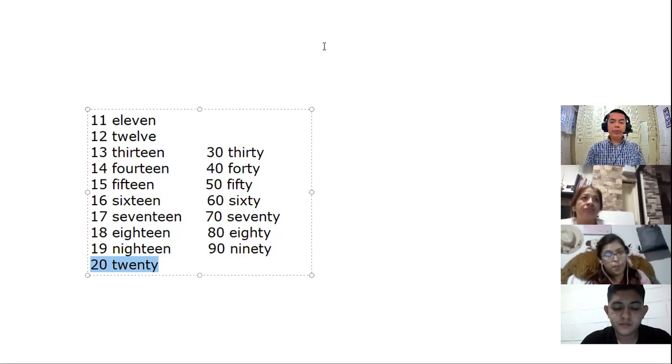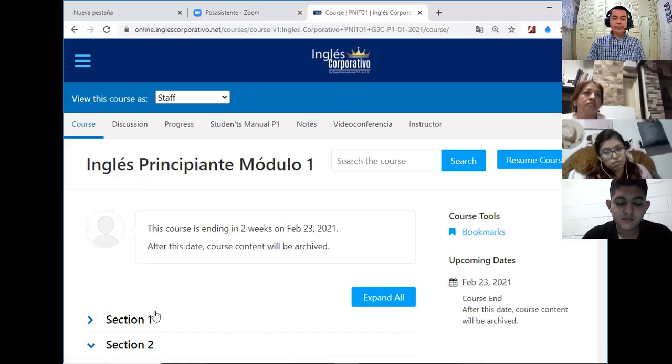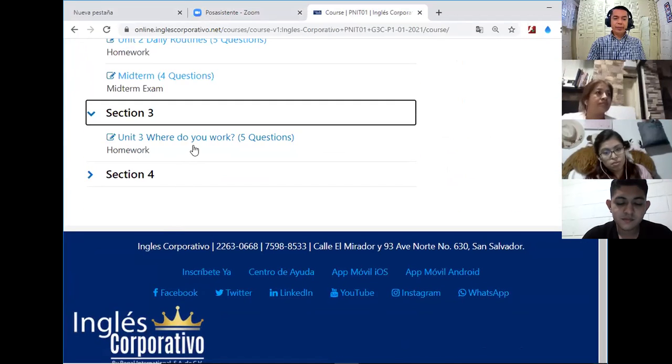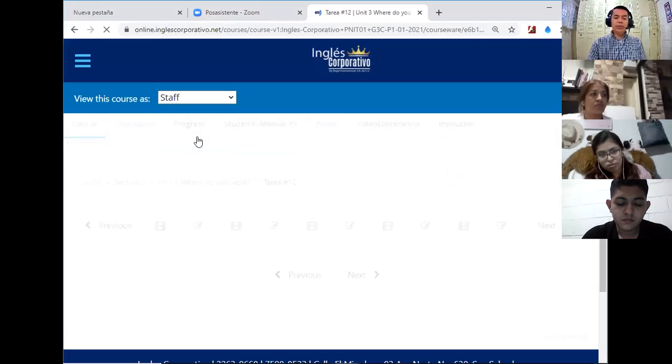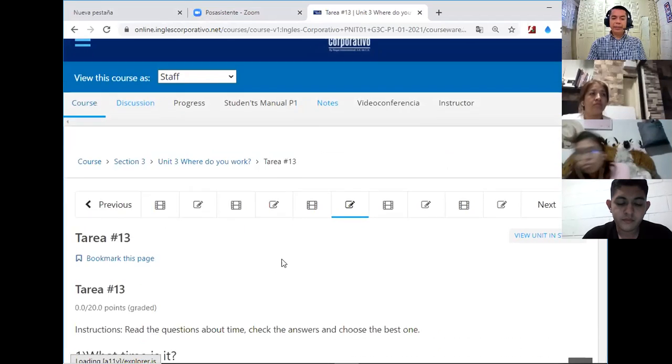Now let's go to the platform. Vamos a ir a la plataforma. No encuentro la plataforma. Esta creo que es. Let me see. Ah, yes. Aquí estamos. Section 3, right? Class number 13. Vámonos a ir a la 13 porque es la que debemos, ¿verdad?